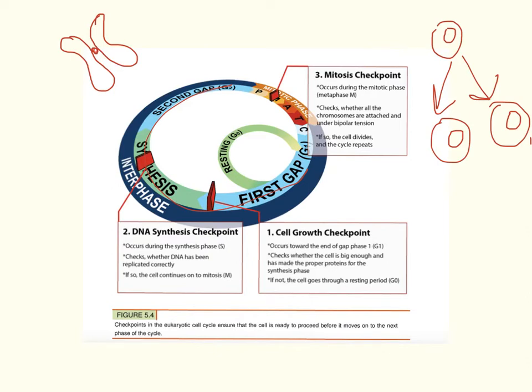And once that's done, if everything's fine, then it moves on to the second gap where it finishes up its growth phase and it starts into mitosis. All right, so that's key that you know these three checkpoints and what they do at each one, because there will be questions on the quiz on this material.